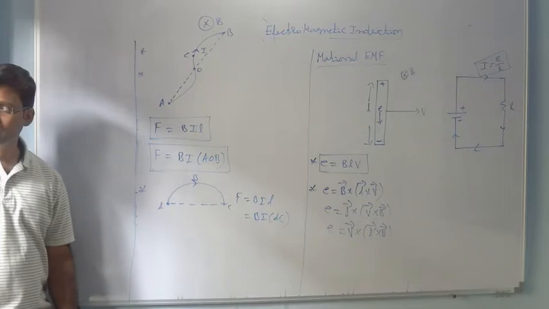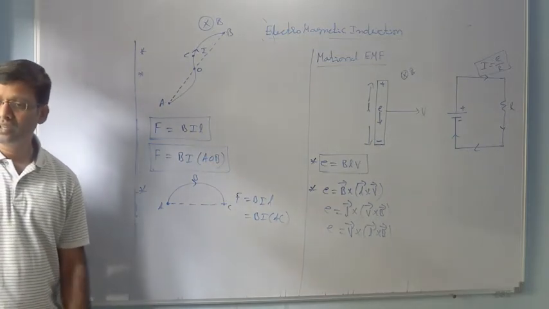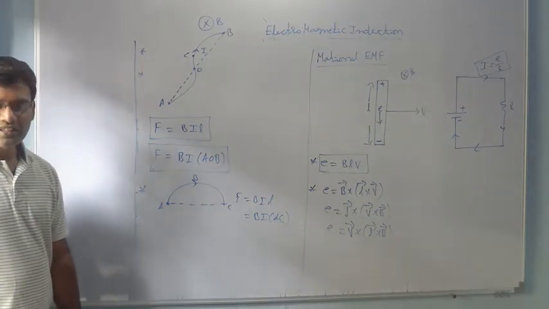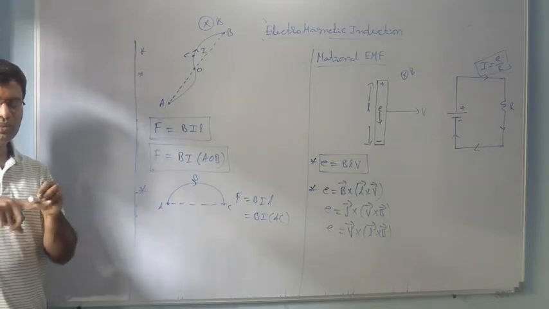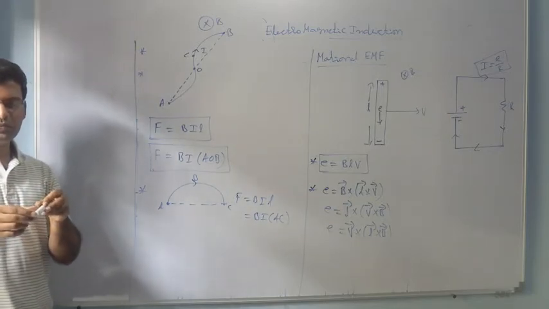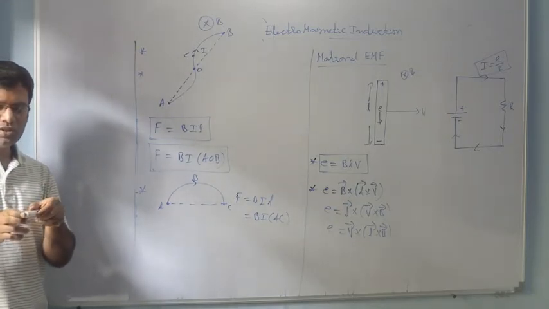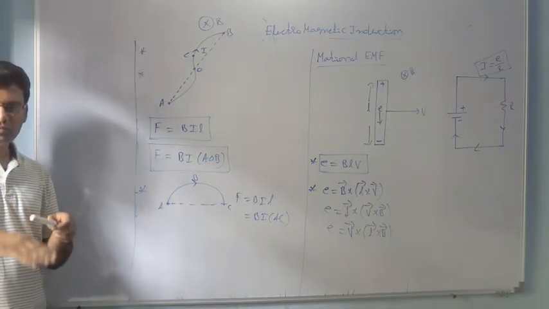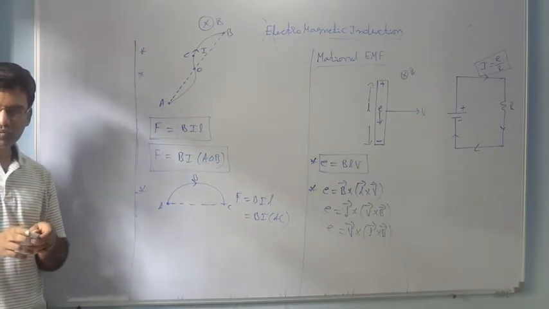When an airplane is moving in the sky, is there any EMF generated in the wings? You know the wings. Okay, this is the airplane, this is the wings. They are made up of metal conductors. Yes or no? So when they are moving in the earth's magnetic field, is EMF generated across the ends of the conductor?